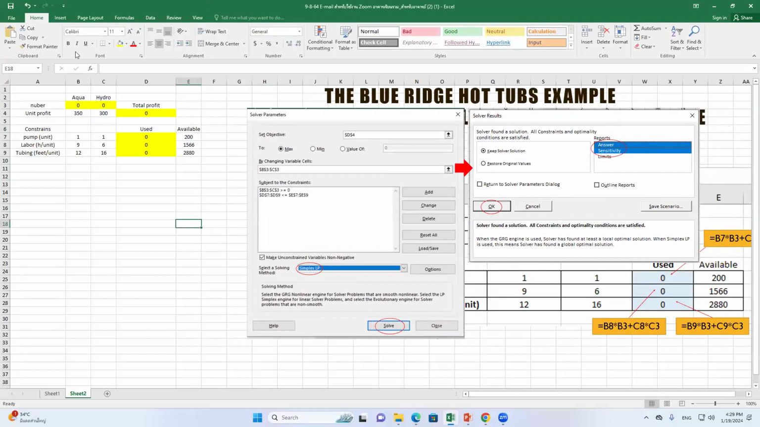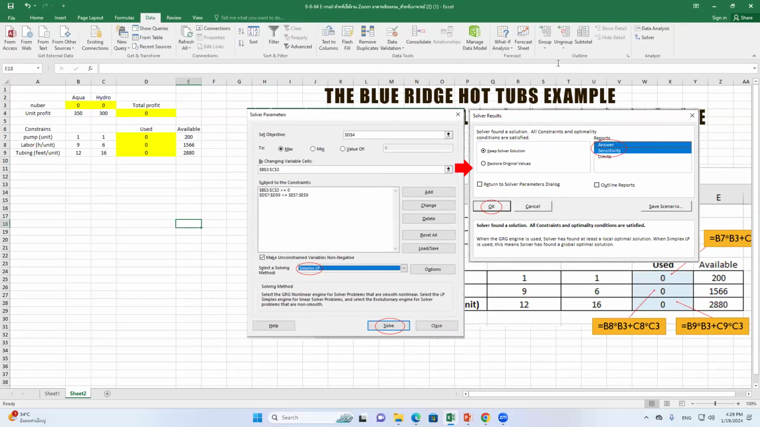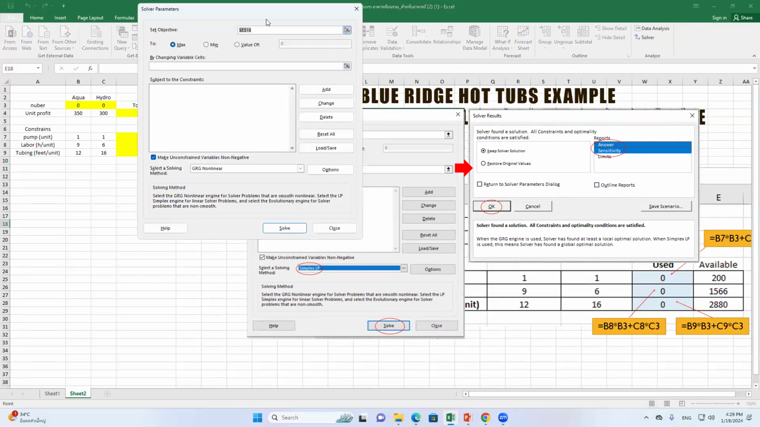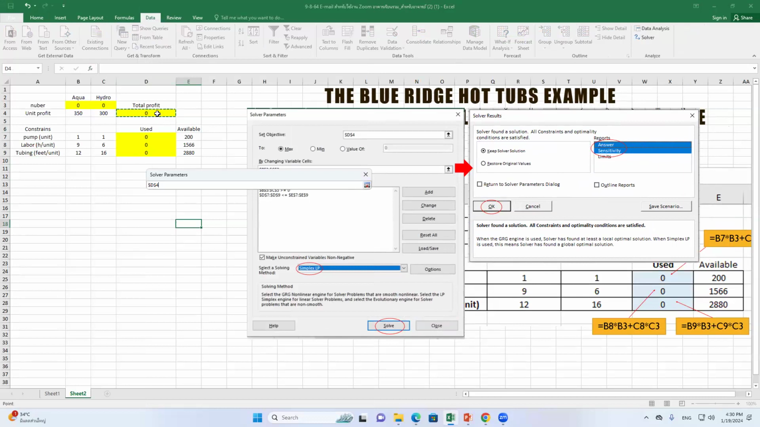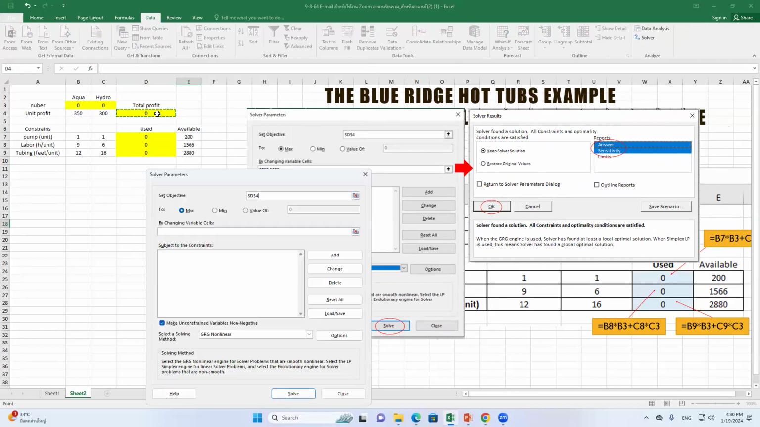Okay, for this we go to Data, then Solver. The objective is the total profit. You would like to maximize the total profit. Our objective is this cell, D4, so we select cell D4. We would like to maximize, minimize, or set a target value. For this particular case, we use maximize.